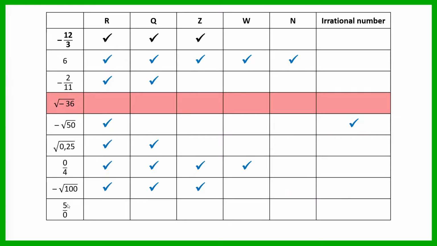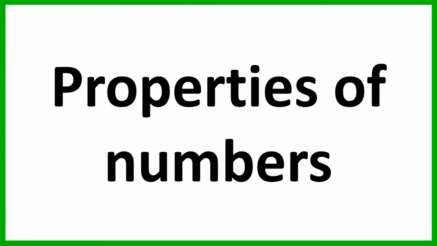And then the last one over here, 5 over 0, this one is undefined because it is dividing by 0. You cannot divide by 0, so that means that this is not going to be part of the real number system. It is undefined. Okay, so now let's have a look at the properties of numbers.